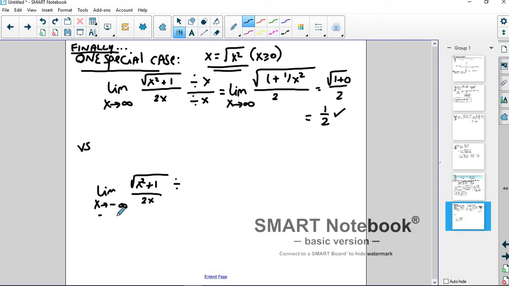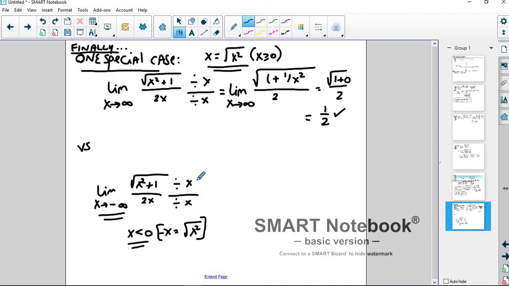What if we're taking the limit as x goes to negative infinity? We're still going to divide top and bottom by x. But now if x is less than 0, x is not equal to the square root of x squared. That's not true. Negative x is equal to the square root of x squared, because this square root is a positive square root, and so you get the negative version of x, because x is a negative, two negatives make it a positive.